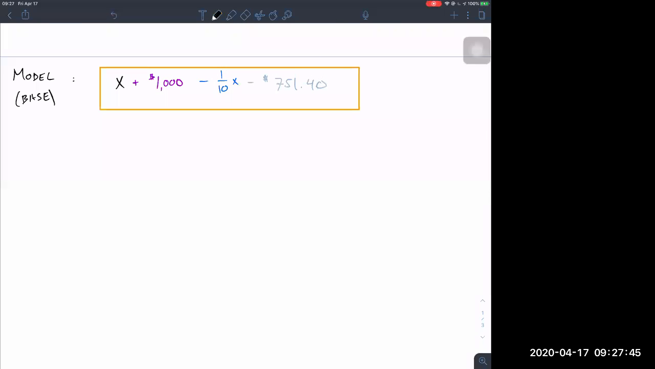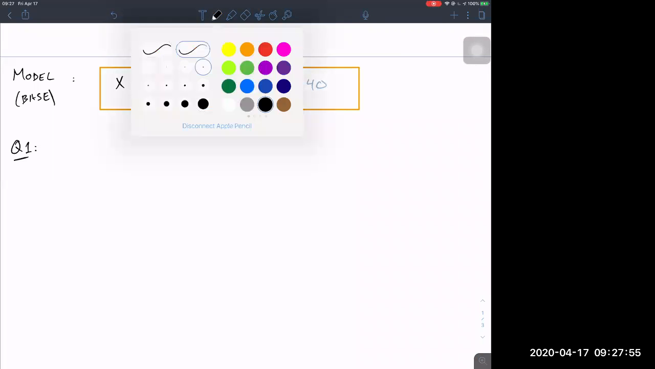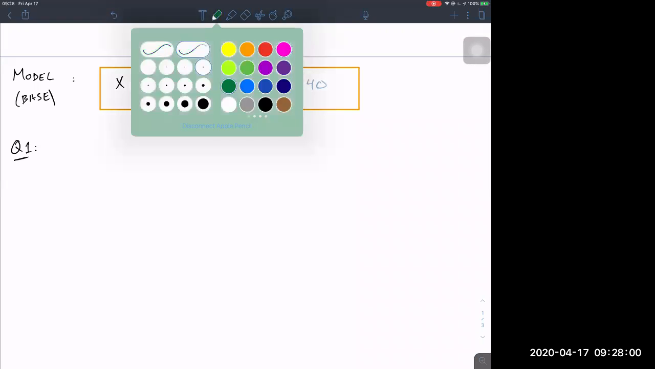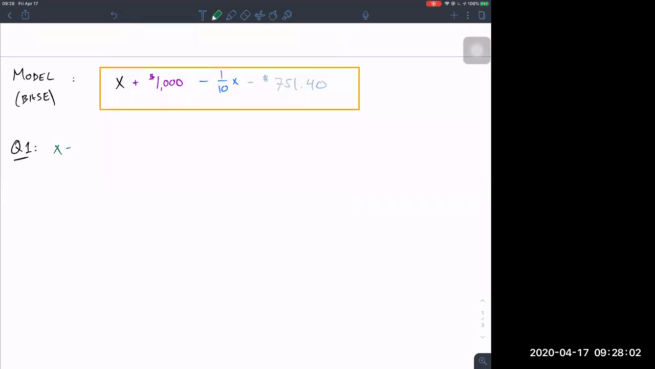So question 1 here, or Q1, I asked you, hey, what happens if the income was $10,000? So say, I want to use a different color here. So they say X is equal to 10,000. Well, what do you do? You plug it in wherever you see an X, right? That means right here. That means right here.